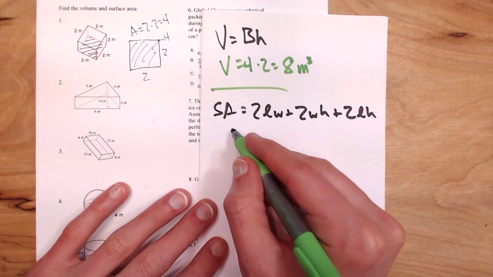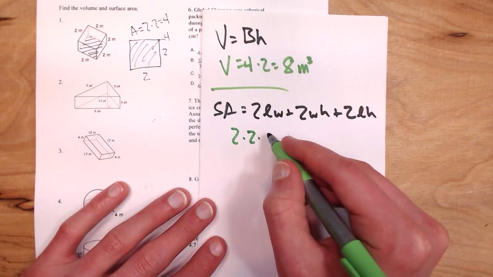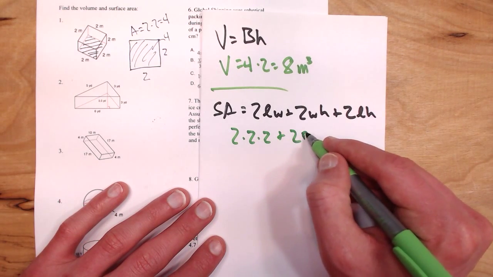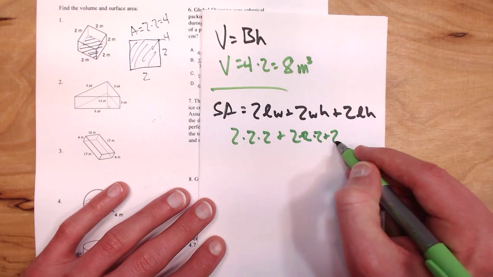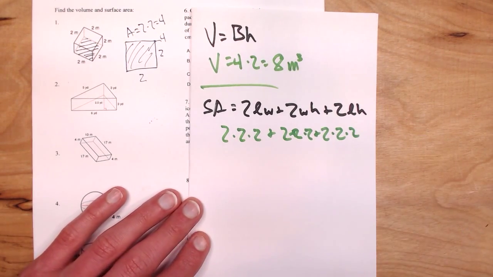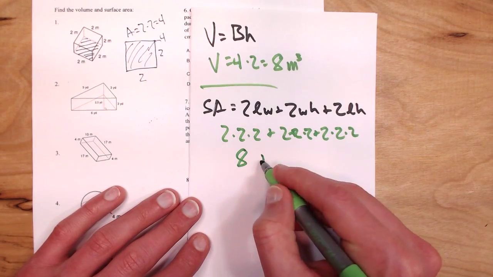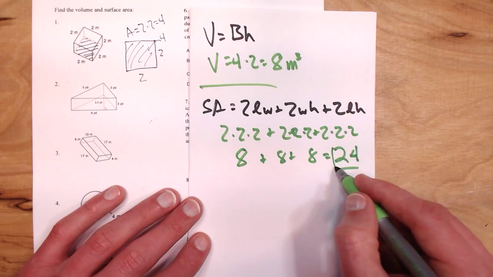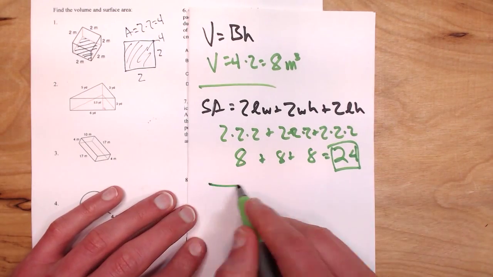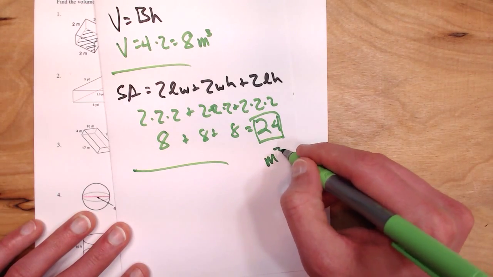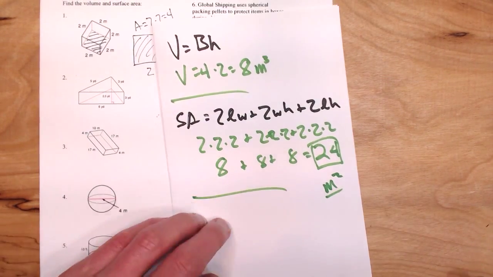So let's see, I'm just going to plug in 2 for everything, right? So 2 times 2 times 2 plus, and I'm just plugging in 2 because I know that 2 is my length, my width, and my height. Okay, so what is 2 times 2 times 2? Well, it is 8. So I have 8 plus 8 plus 8, which is 24. So that is my surface area for number 1, 24. Ooh, and I should put meters squared, 24 meters squared.